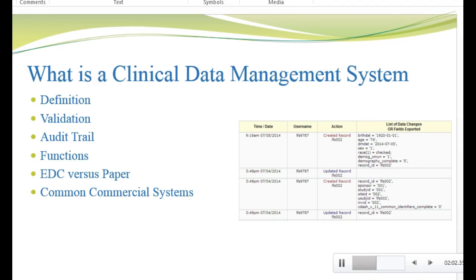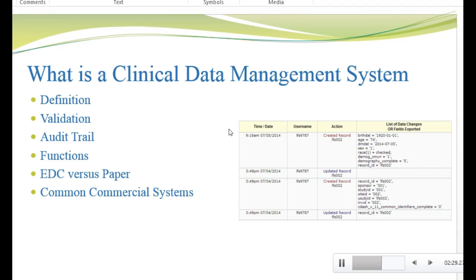We have to have an audit trail. The FDA defines an audit trail as a secure, computer-generated, time-stamped electronic record that allows the reconstruction of the course of events relating to the creation, modification, and deletion of an electronic record. So essentially, all of your systems should automatically generate a record of who did what in the database. And over here I have a little example of the audit trail that is generated by REDCap, the system we'll be using.